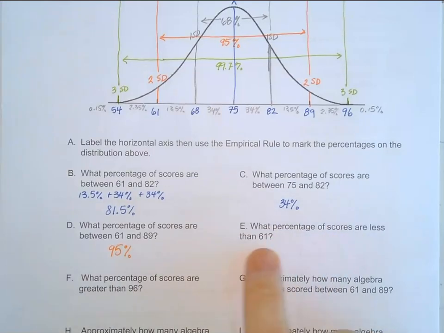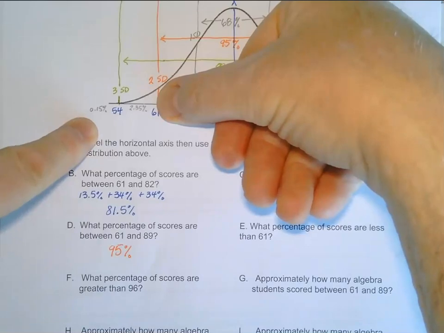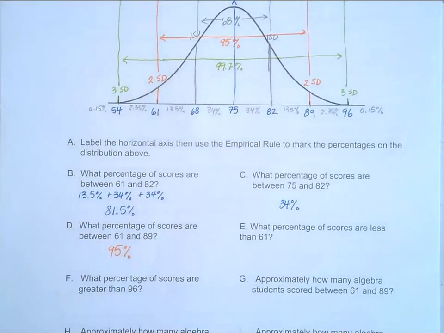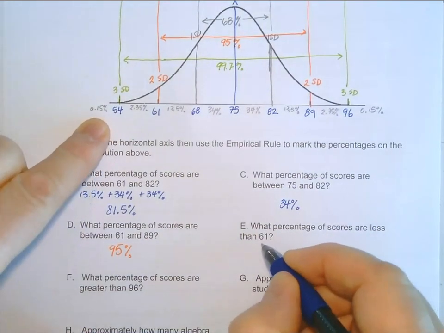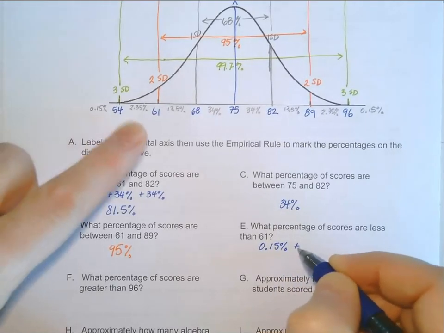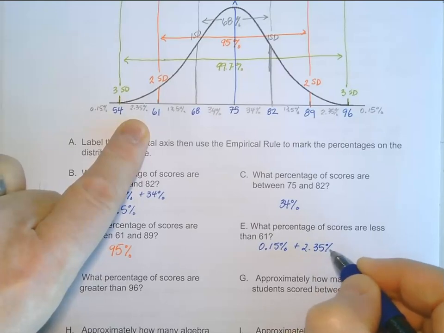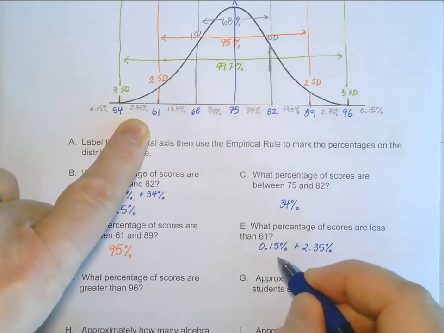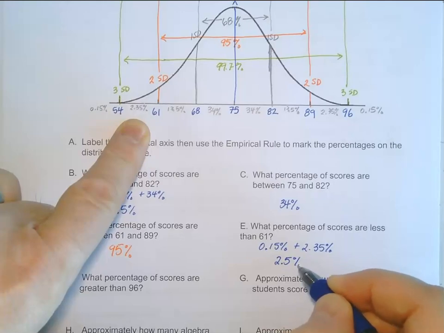What percent of scores are less than 61? Well, here's 61, so it's the 0.15% and the 2.35%. So I'll add those together. So it will be the 0.15% plus this one here, 2.35%. And when I add those together, I get 2.5%.